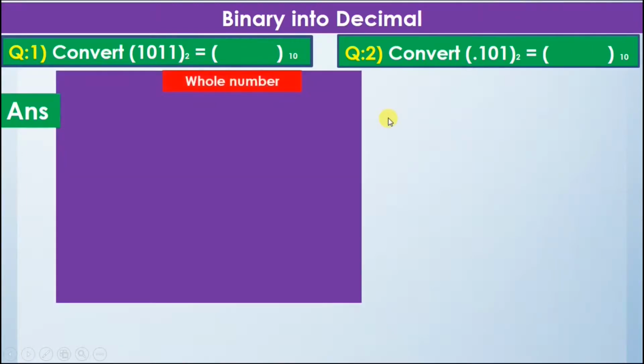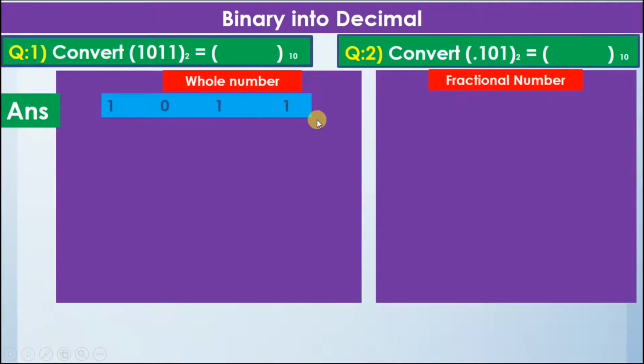First of all, we see how to solve the whole number into decimal. We are given the whole number 1011. We will start from the rightmost digit, that is 1 here, and multiply it by 2 raised to power 0. In this way, we will take digits from right to left and will multiply with powers of 2 starting from 0, then 1, then 2, and so on. So using this technique, let's solve the question. When we solve the question, then you will understand the technique.